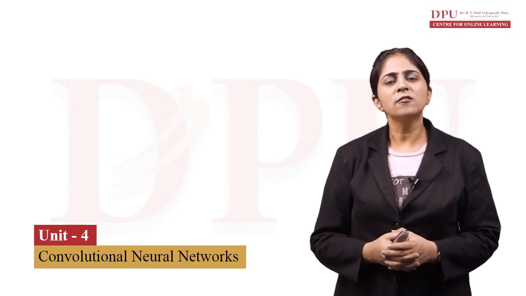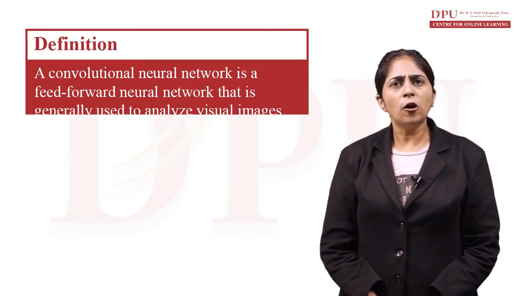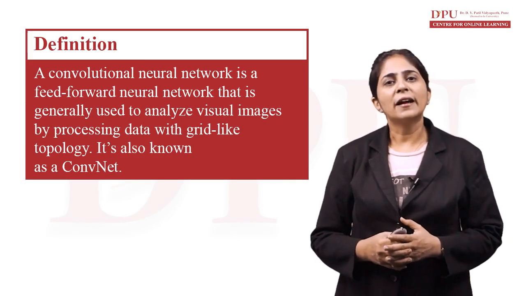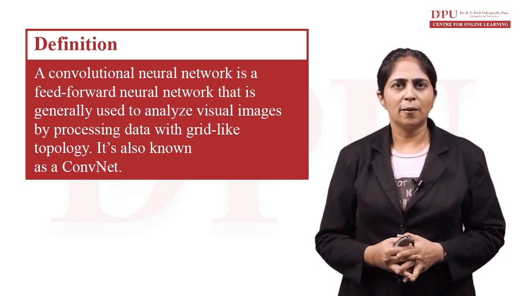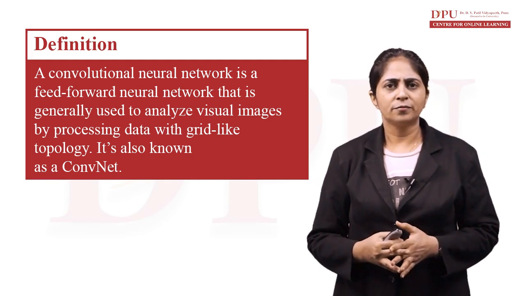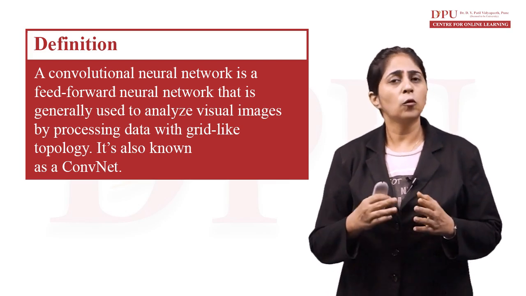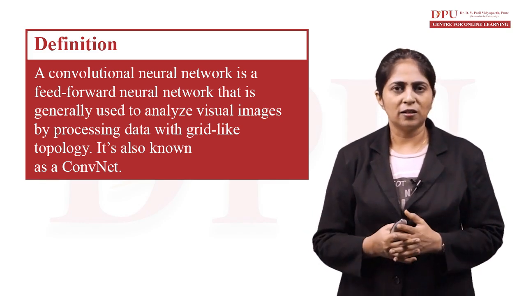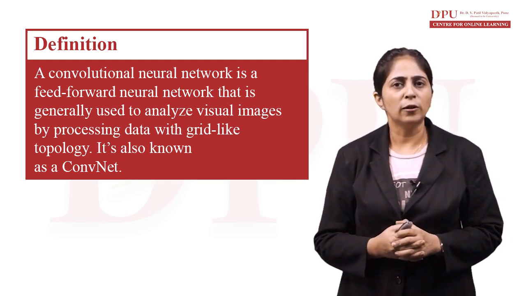Unit 4, that is convolutional neural network. First of all, a convolutional neural network is a feed-forward neural network that is generally used to analyze visual images by processing the data with grid-like technology. We can call it ConvNet also. We have studied in the previous unit what a feed-forward neural network is. That means the data always moves in one direction in a feed-forward neural network.